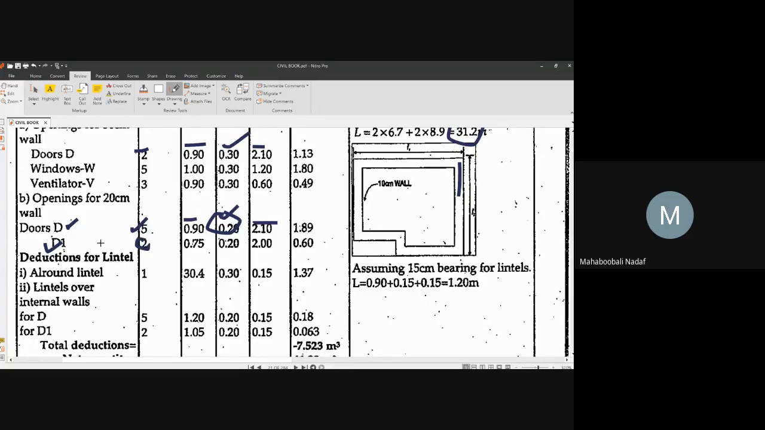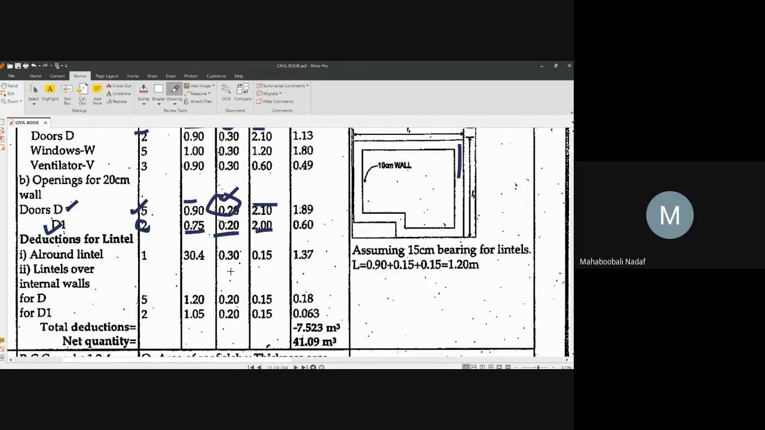So similarly, how many small D1? D1 means bathroom and water closet. How many D1s are there? Two, sir. Very good. What is its schedule? 0.75 by 2, sir. Okay, now its thickness is 0.2. This is the doors and windows.